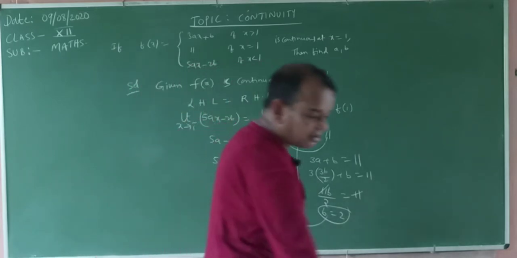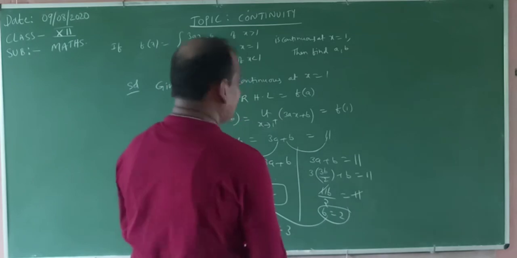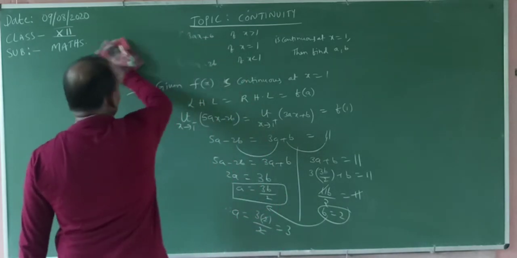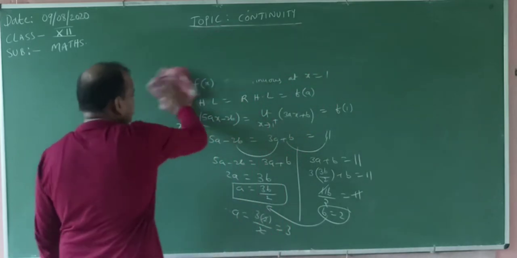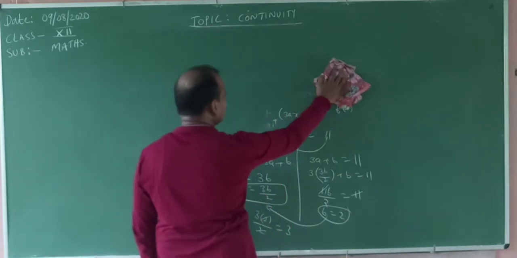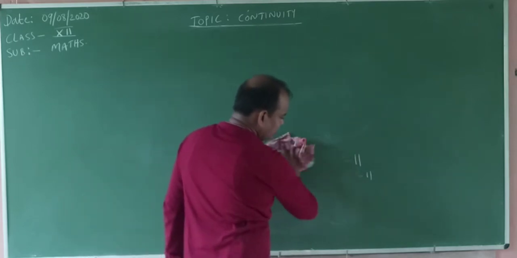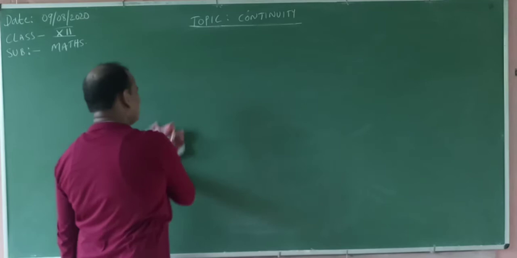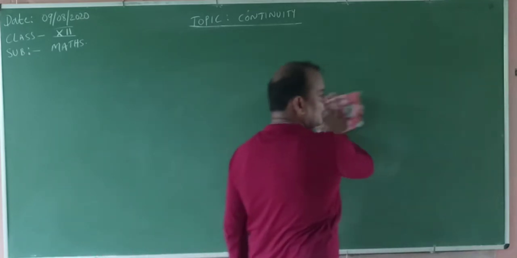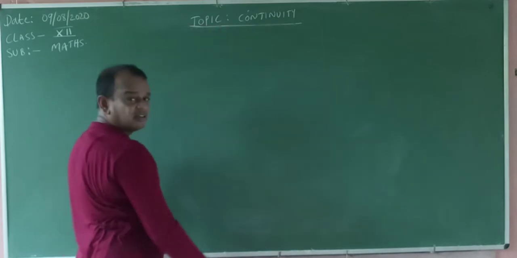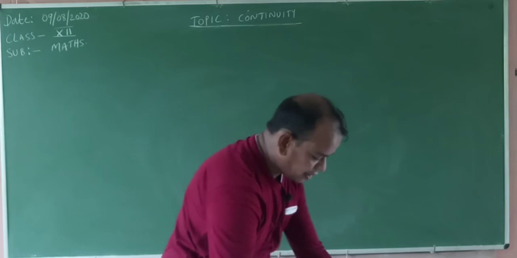Understood, my dear students? Okay, very nice. Now we will go to another problem. You remember that one, just continuous. Continuous means you only need to remember two formulas. Don't be tense, don't be afraid of these problems. Remember only two formulas. One is the limit value equal to function value. The next one is LHL is equal to RHL is equal to function value. That's all. Okay, now we will go to function continuous at x is equal to 0.